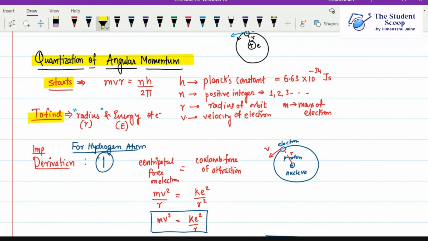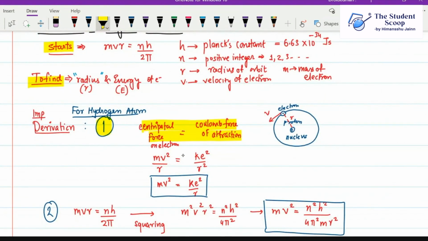The first point that we are going to talk about is that the centripetal force is equal to the Coulomb force of attraction. Because the electron is orbiting in circular motion, there has to be a centripetal force, and that centripetal force is none other than the Coulomb force of attraction between the proton and electron, and that will give us this equation: mv square by r is equal to ke square by r square. Usually we know that the Coulomb force is given by kq1q2 by r square, but here both the charges are the same magnitude, so it will be ke square by r square. If you take the r to one side, you will get mv square is equal to ke square by r. Now that is just the first equation.